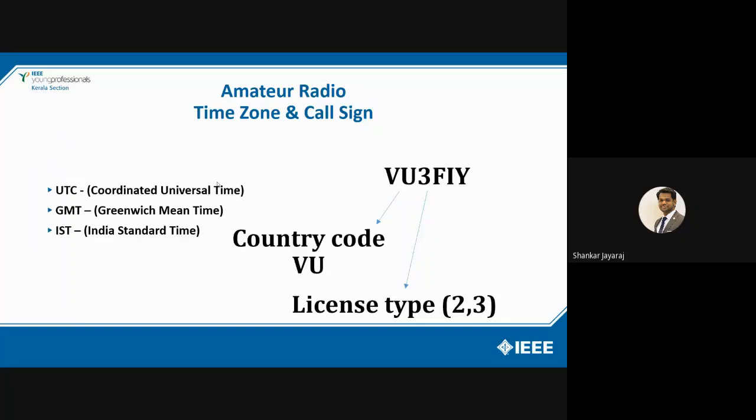If I had a general license, I could have transmitted with a higher power. So the next one is my unique code, FIY.